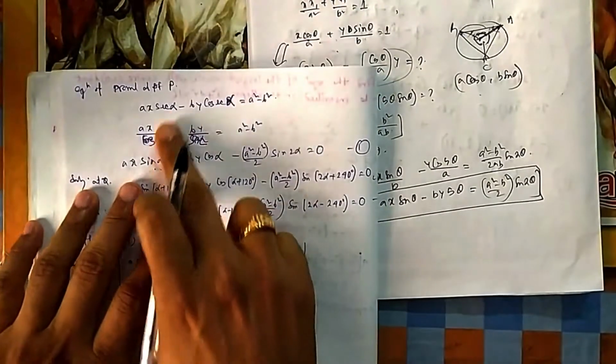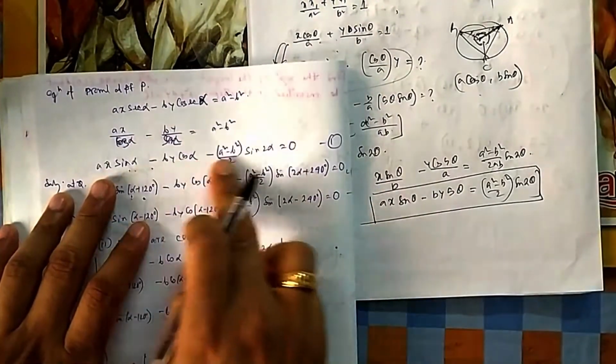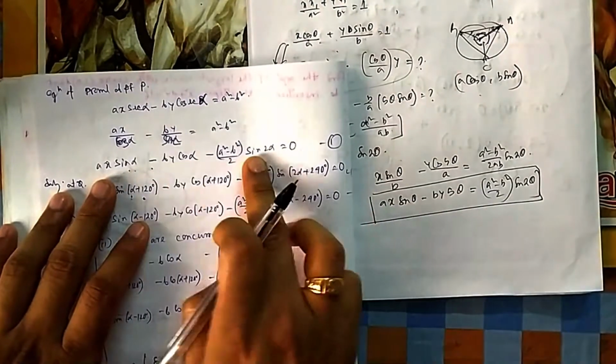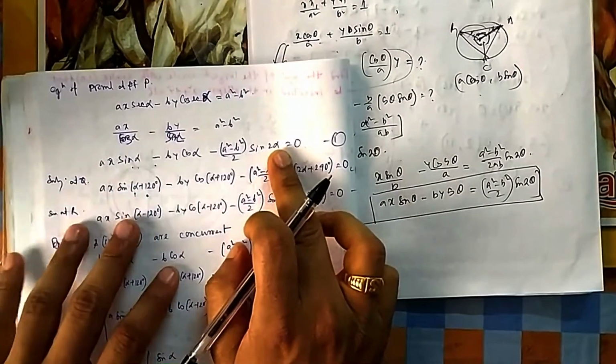So here I have directly written, then I have changed the sign to cos. Finally you got this expression. You see, this is the expression. If you take the other side, you will get the expression. This is the equation of the normal for alpha.